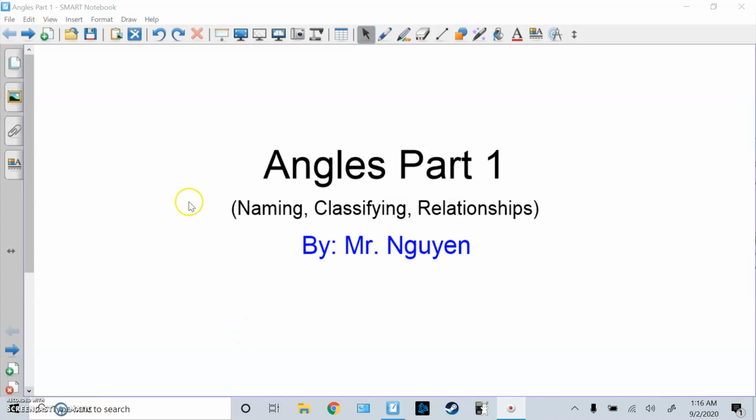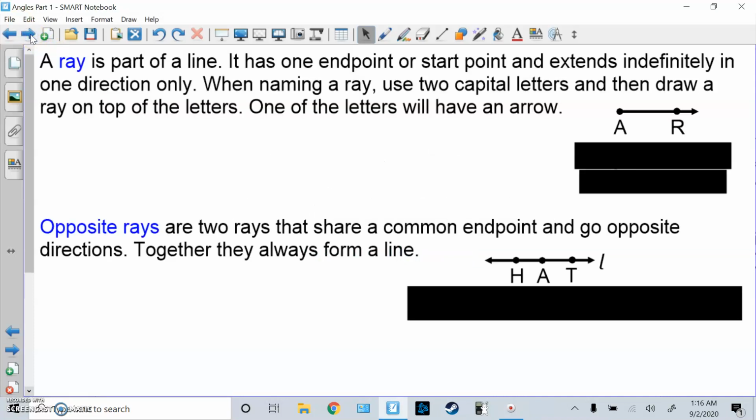Hello, this is Mr. Wynn, and this video is about angles, part 1, where we're going to be naming, classifying, and identifying the relationships. So a ray is a part of a line. It has one endpoint or start point and extends indefinitely, or infinitely, in one direction only.